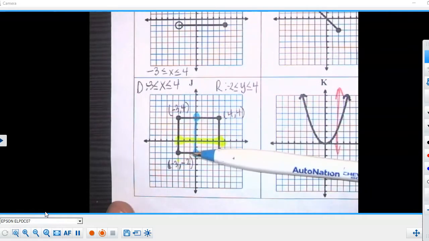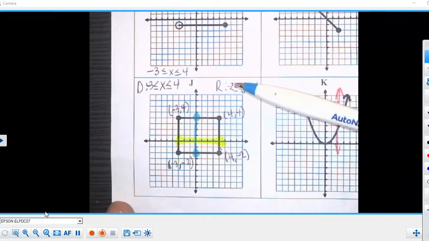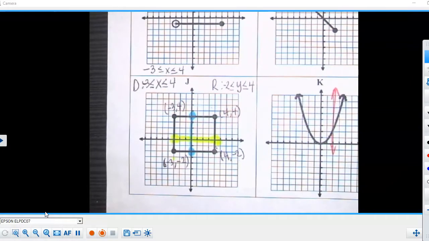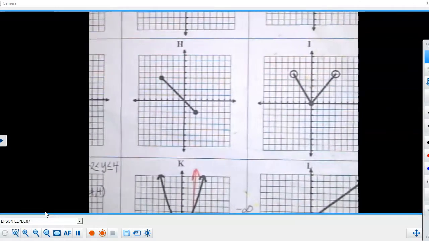And then for y, I looked here, -2, and then 4. So I put -2 less than or equal to y, less than or equal to 4. All right, so again, I'll put a couple of these up here.